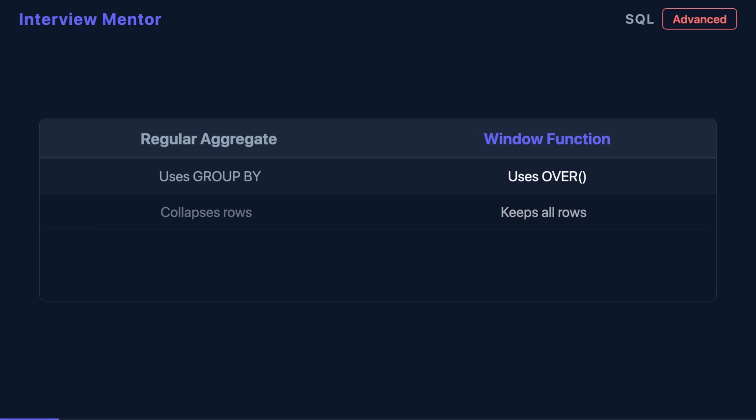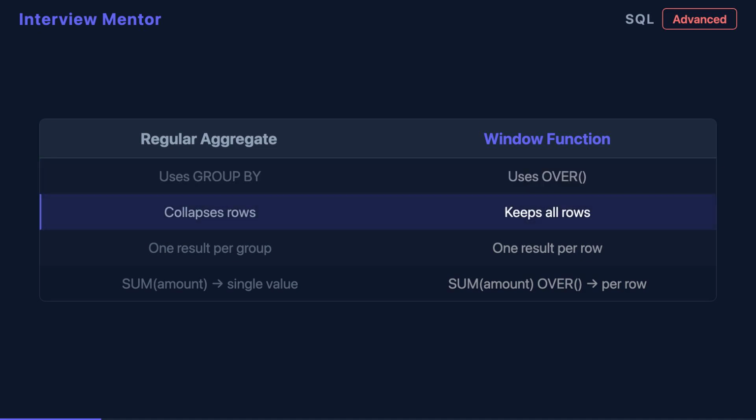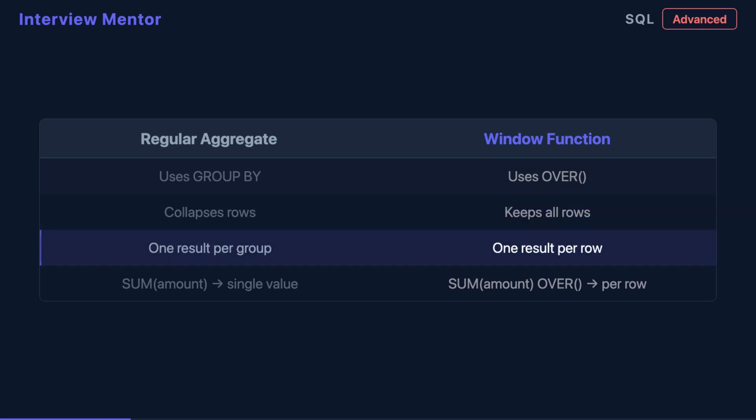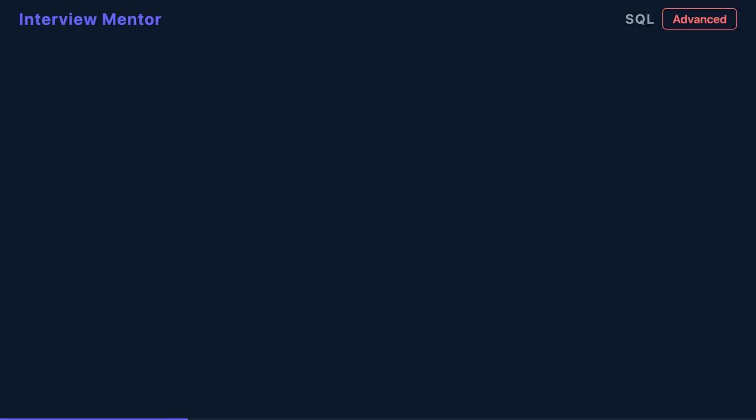First, understand the difference. A regular aggregate with GROUP BY collapses rows into one summary per group, but a window function keeps every row and adds a calculated column. For running totals, we need SUM as a window function, not an aggregate. The key is the OVER clause, which transforms SUM from a collapsing aggregate into a row-by-row calculator.